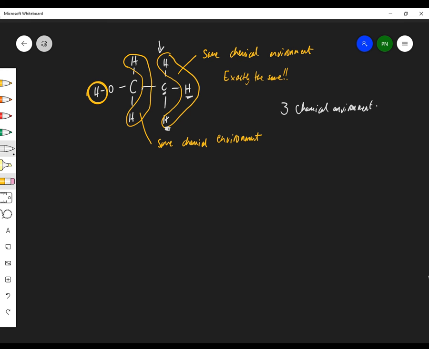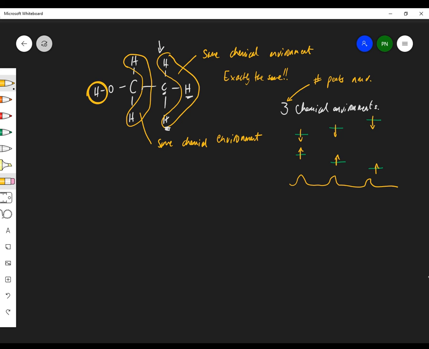Because there are three chemical environments, each of these will have an associated difference in their aligned and opposed states. So these are the aligned ones, and these are the opposed ones. Because there are three environments, there'll be three energy gaps, and so we'd expect to see three peaks in the NMR. And that's what we do see. The number of chemical environments will give us the number of peaks in our NMR.